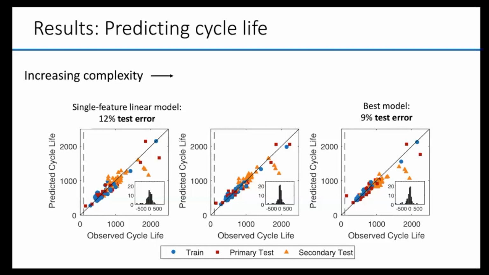These plots are showing the observed cycle life as compared to the predicted cycle life. So the diagonal line would be points which have no error. We've also included this dotted black line here, which is the 100 cycle point, the point at which we've observed 100 cycles. And this is just to serve as a reminder that this is how much data we observe before we make the prediction. So these batteries do have significantly more cycle life than the point at which we're making our predictions. And we can see that as including additional features learned by the model, we are able to improve the result up to 9% test error in our best model.